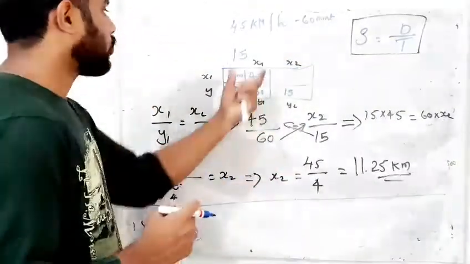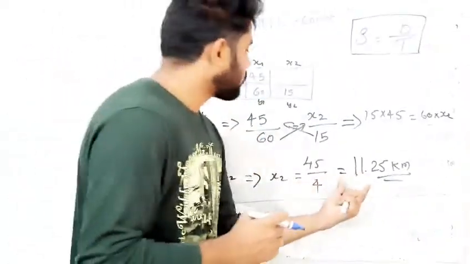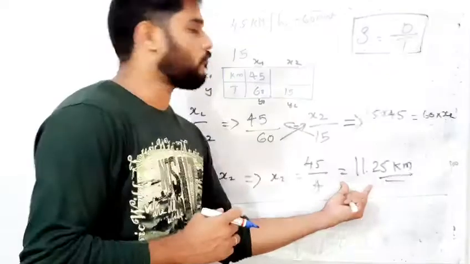That's better for you. So according to the direct method, the train will cover 11.25 kilometers. Clear? Now question number B. A hostel has enough food for 125 students for 16 days. How long will the food last if 75 more students join?